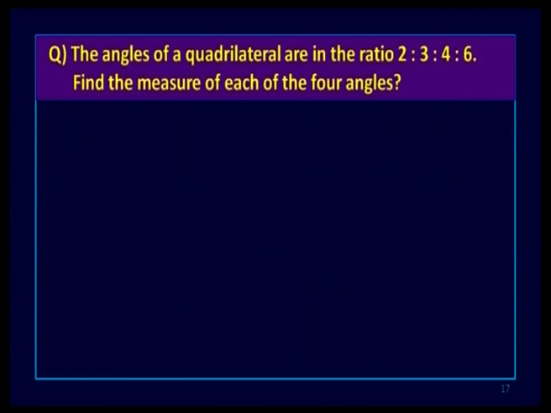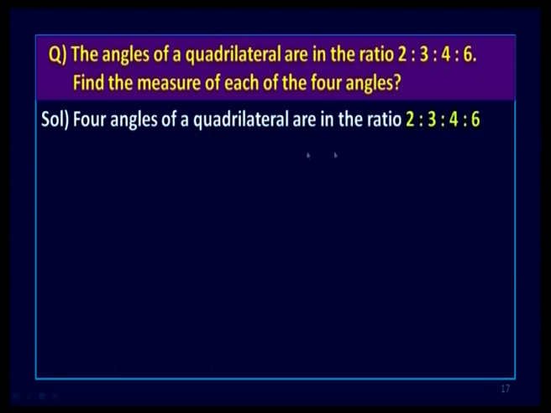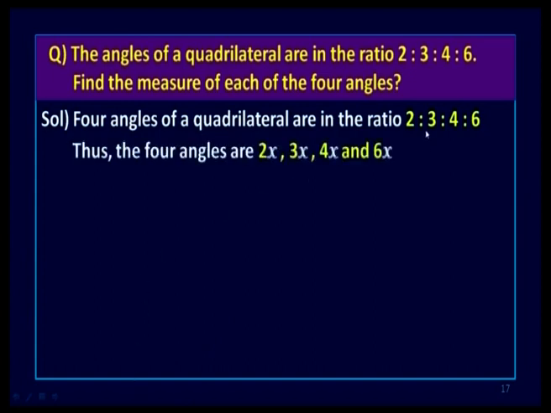The angles of a quadrilateral are in the ratio 2:3:4:6. Find the measures of each of the four angles. Children, in this, they did not give the measure of any angle, but what have they given? Yes, they have given the ratio. Now, the angles will be 2x, 3x, 4x and 6x. As I am taking 2:3:4:6 here, I am getting 2x, 3x, 4x, 6x.